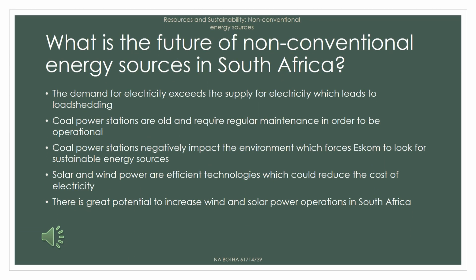What is the future of non-conventional energy sources in South Africa? There is a lot of potential to increase wind and solar power operations in South Africa. Solar and wind power are efficient technologies which could reduce the cost of electricity. The negative environmental impacts of coal power force Eskom to look for sustainable energy sources. Coal power stations are old and require regular maintenance to be operational. The demand for electricity exceeds the supply, which leads to load shedding.